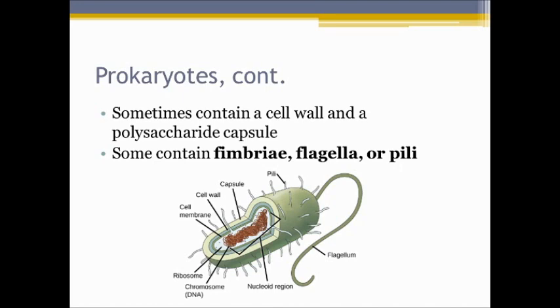Flagella are these long whip-like extensions from the cell. It's flagellum if it's singular, flagella if it's plural, and it's used for locomotion. And then they also have pili that extend. They're kind of like hair-like extensions that come off of the cell. Those are used for the exchange of genetic information during conjugation, which is bacteria's form of reproduction.